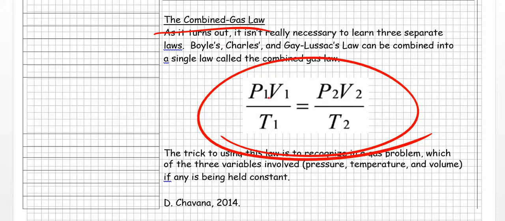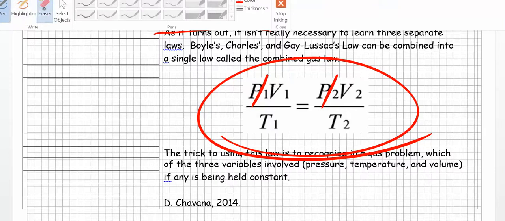From the first situation to the second situation, pressure is constant. Well, gee, just cancel out pressure and you're left with V1 over T1 is equal to V2 over T2. Don't have to worry about which of the laws it is, just plug numbers in, right?